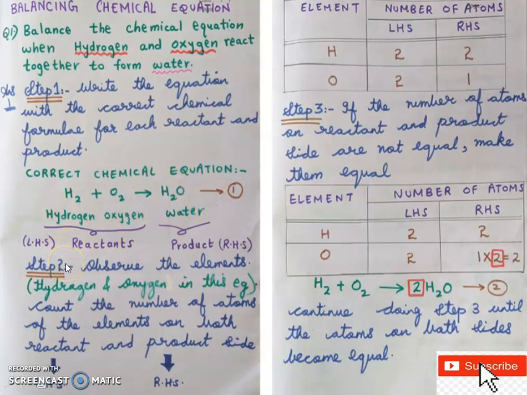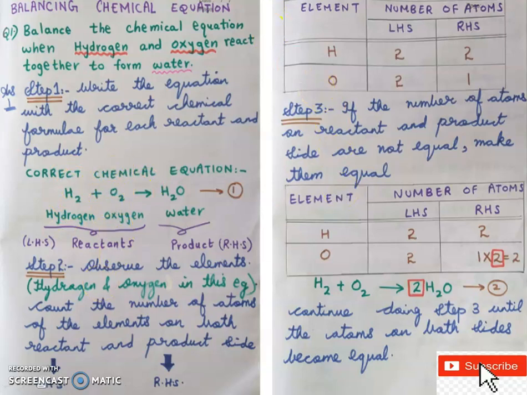Now the second step is to observe the elements. How to observe the elements? Just observe the LHS. No need to observe the RHS, because whatever elements are formed on the RHS are because of the LHS. So first observe what the LHS is. Here my LHS is H2 plus O2, that is hydrogen and oxygen.